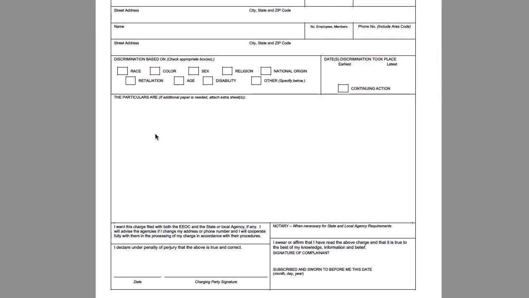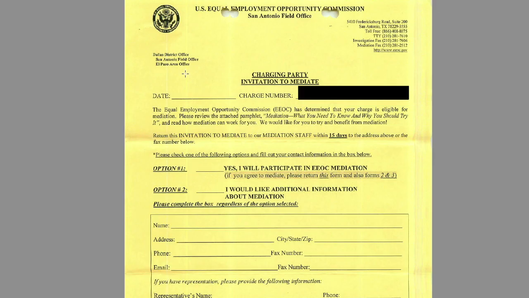Now, once you have the charge on file, the EEOC is then going to send you some additional documents that they want you to look over and sign. And the first one of those, or perhaps the most important one, is called the invitation to mediate. Now, just about every charging party will be sent this invitation to mediate document.